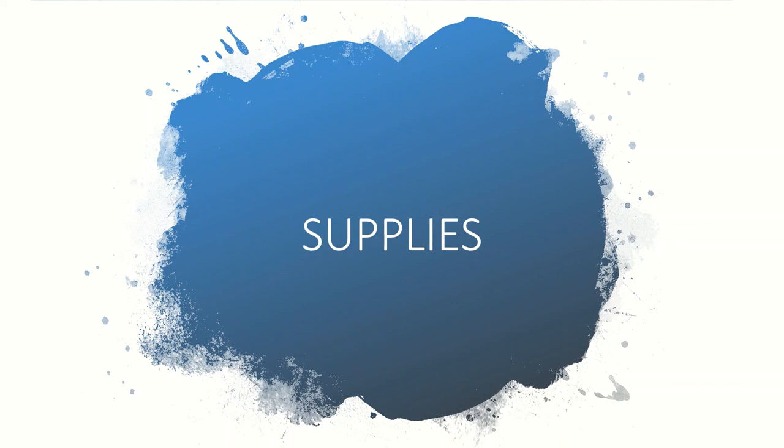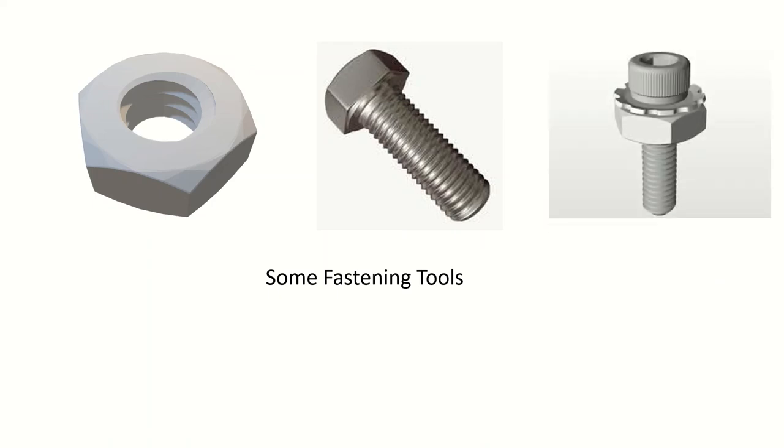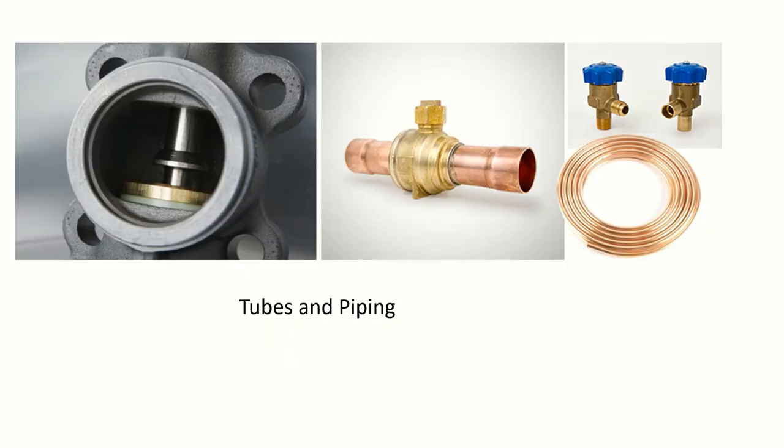I'll talk about supplies that we use. When I say supplies, I'm referring to those materials that we use in HVAC systems that we cannot reuse. That means supplies are those materials we use in HVAC systems once. When you use them, you cannot reuse them. For example, we have the fastening tools, the bolts and nuts. These are some supplies. We have the tubes and pipings.